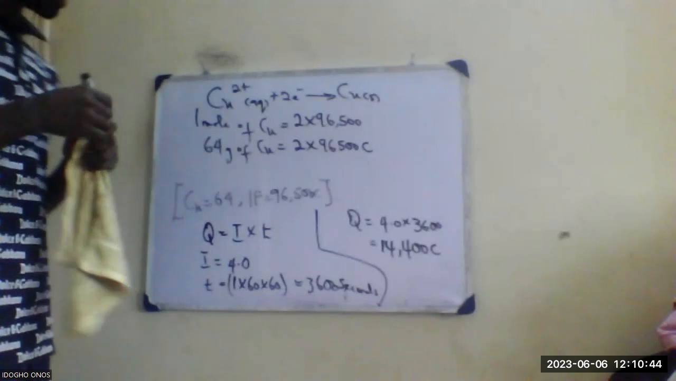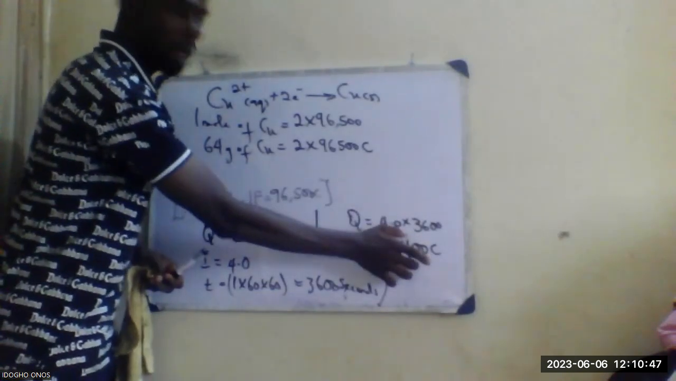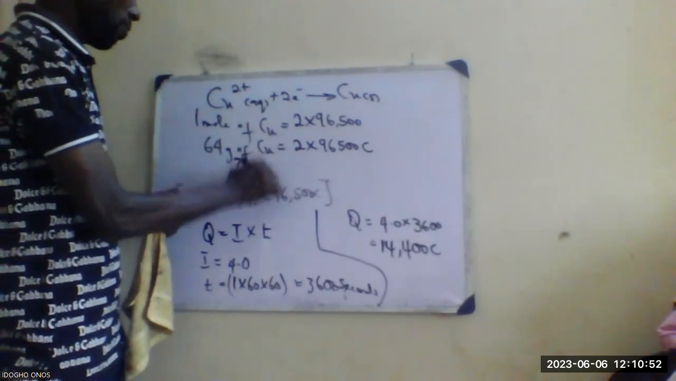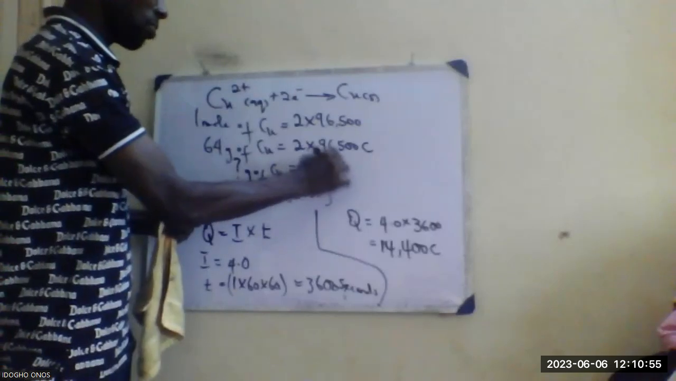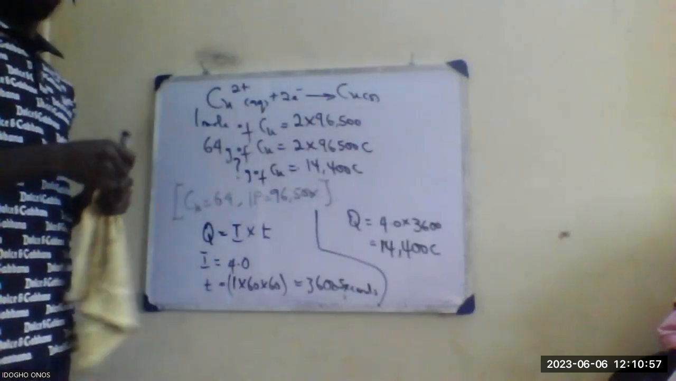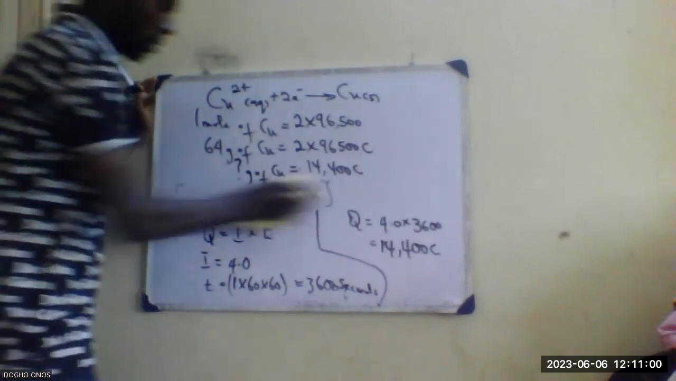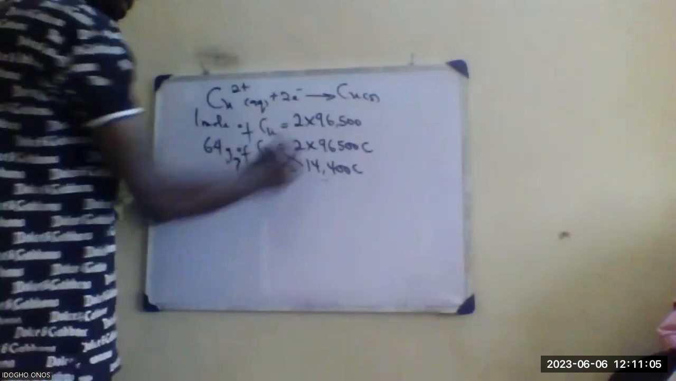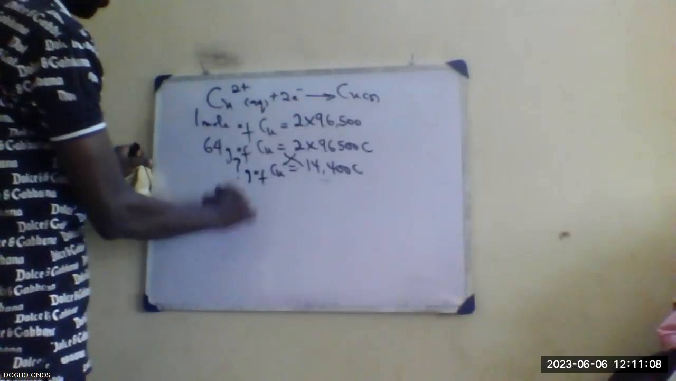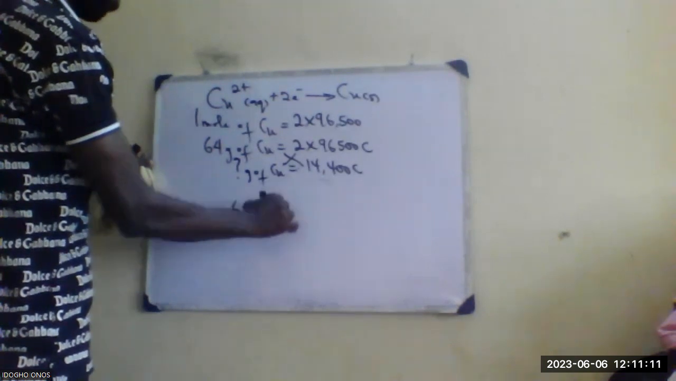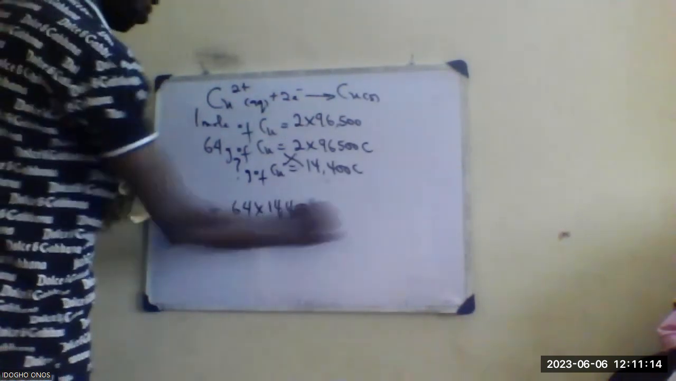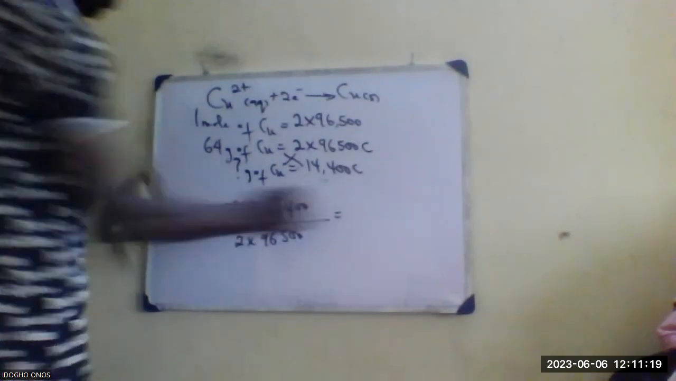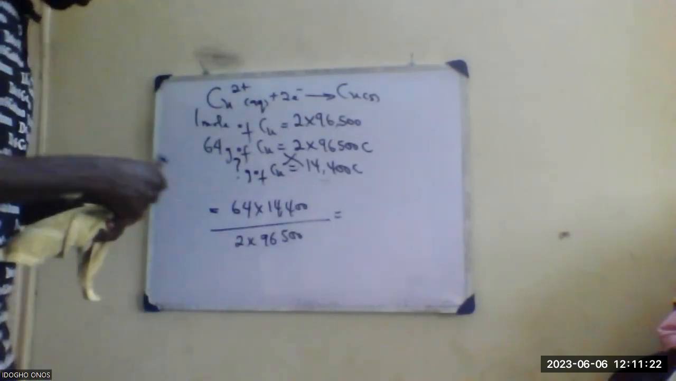Coulombs. Now, the question is, if I use this quantity of electricity, what is the mass? So here you put question mark of copper equals 14,400 coulombs. Then you can cross multiply and you will get your answer. So once you cross multiply, it becomes 64 times 14,400 all over 2 times 96,500.